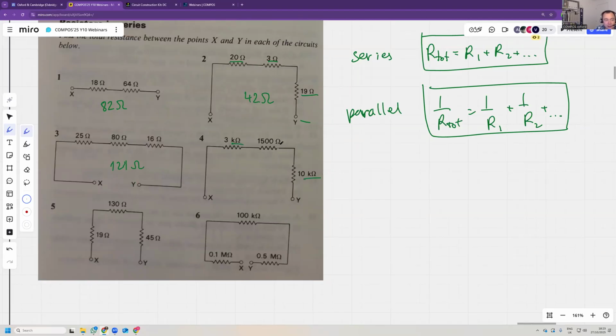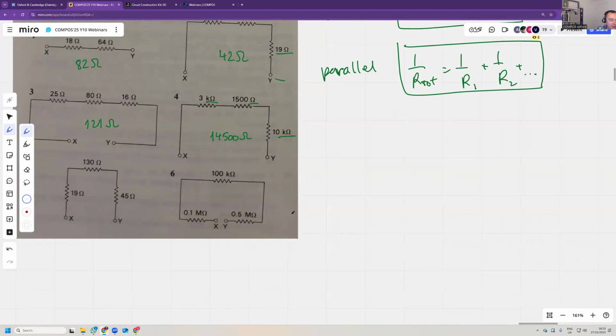This is kilo, and nothing. So 3,000 plus 10,000, 13,000 is 14,500 ohms. And here we have mega. So that's 100,000, 500,000, and 100,000. So 600,000, 700,000. So 0.7 mega ohm, I think so. Yeah, 0.7 mega ohm is the total resistance.